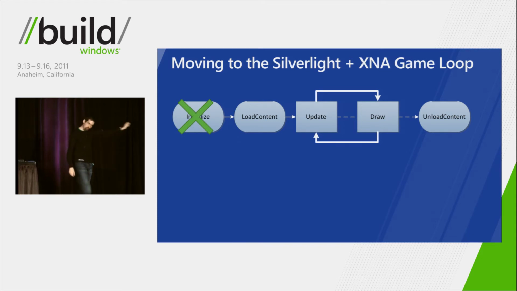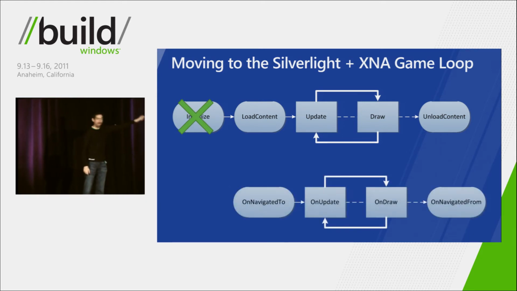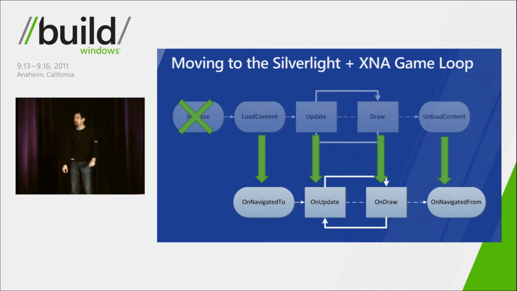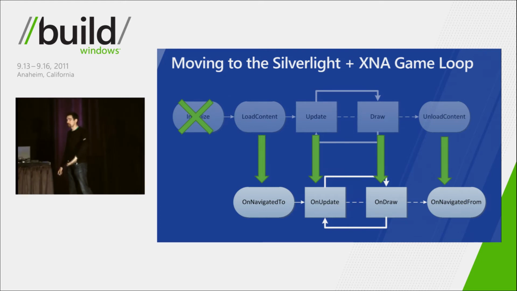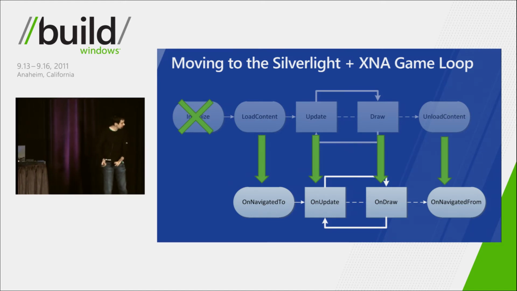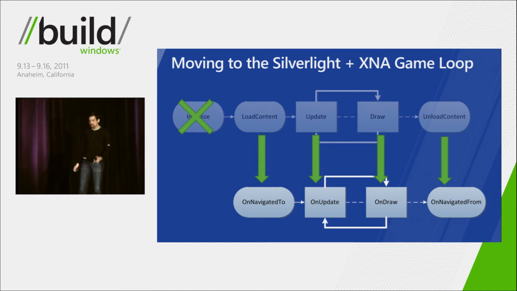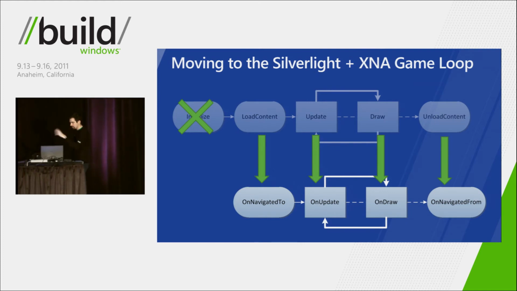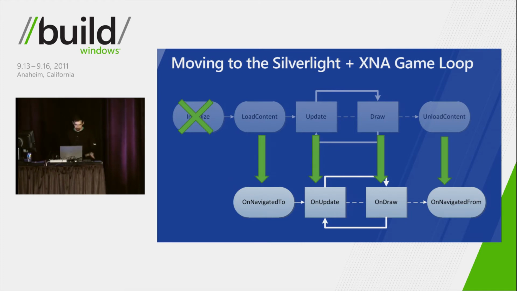What happens is initialize goes away, and there's a direct mapping between the XNA versions of these functions and the new Silverlight versions. Load content becomes OnNavigatedTo. Update becomes OnUpdate. Draw becomes OnDraw. Unload content becomes OnNavigatedFrom. You move your code to these new methods, you get the same thing. You get the same performance, you get the same code calling functionality, that kind of thing. It's pretty simple, pretty easy to do.